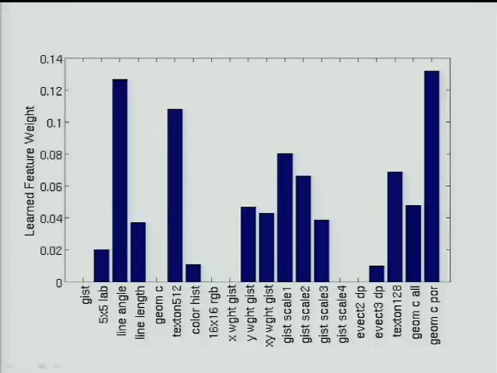This is showing the relative weighting of various features that we have. And they're still mostly kind of global scene property features. And this is what the optimization learned for this Australia example.